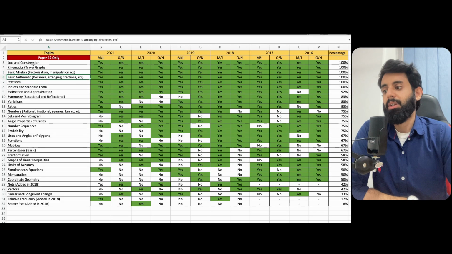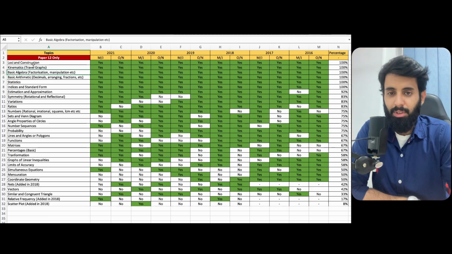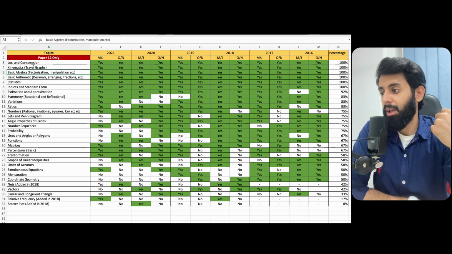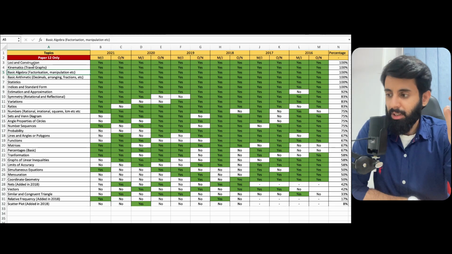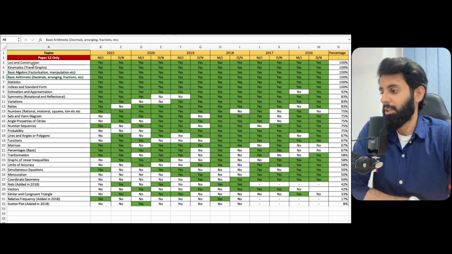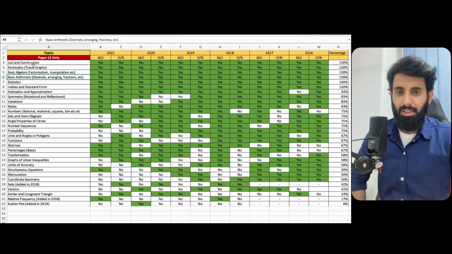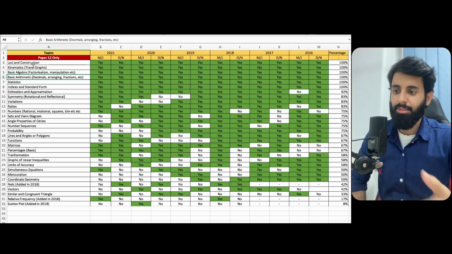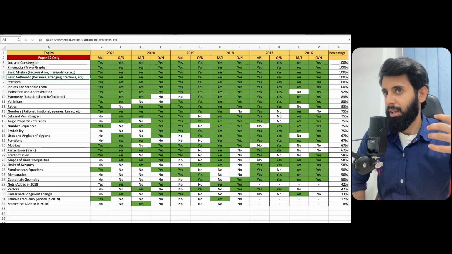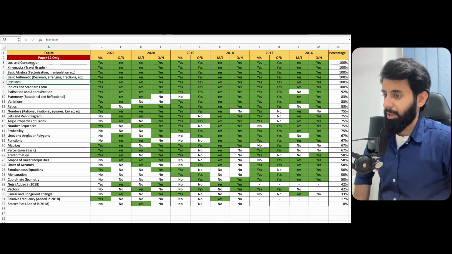Basic algebra. In this, you have factorization, algebraic manipulation, simple algebraic equations that you have to solve, and also inequalities. This also comes in every paper one especially, so make sure to pay close attention to that. Basic arithmetic involves decimals, arranging in ascending order, fractions, conversion, and finding square roots. Again, very important.